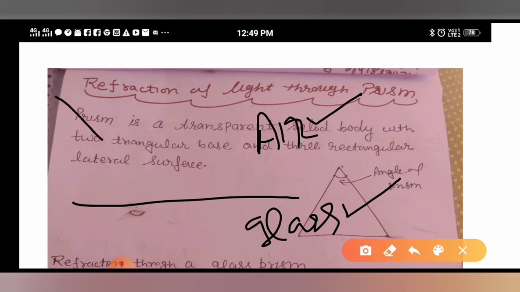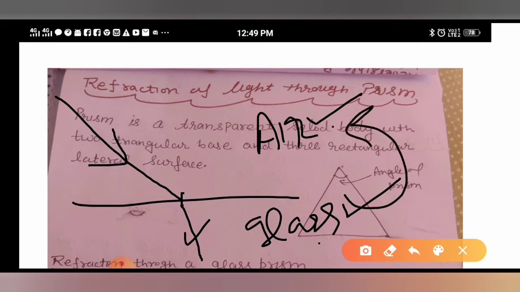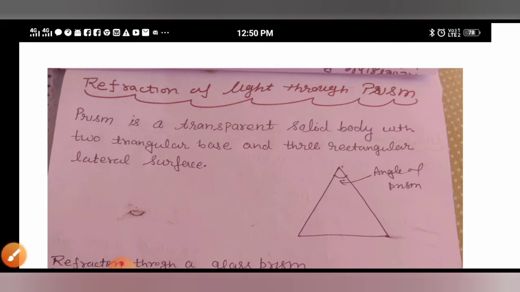Whenever the ray of light is incident on the surface, it enters another medium, so obviously it will bend. It will bend towards the normal because air is a rarer medium and glass is a denser medium. If we reverse the medium from glass to air, then it will move away from the normal. So simply keep in your mind that refraction of light is the bending of light when light enters from one medium to another medium.